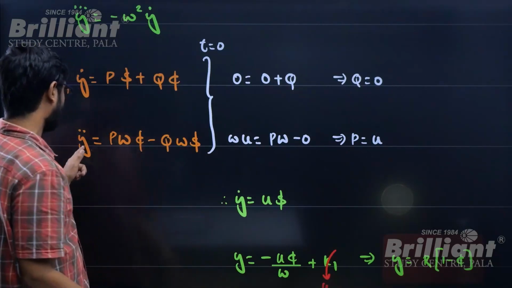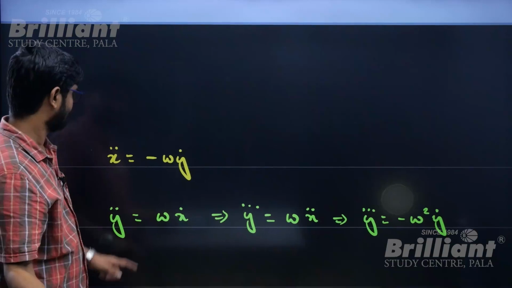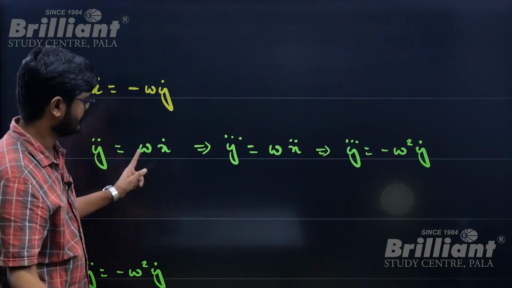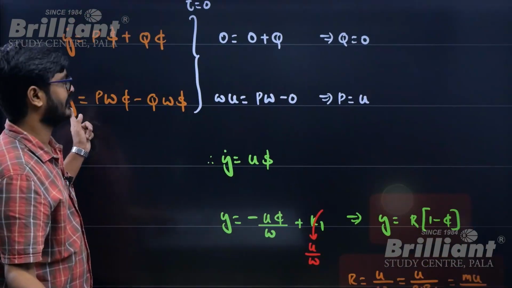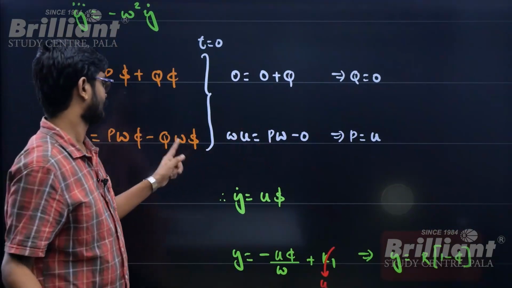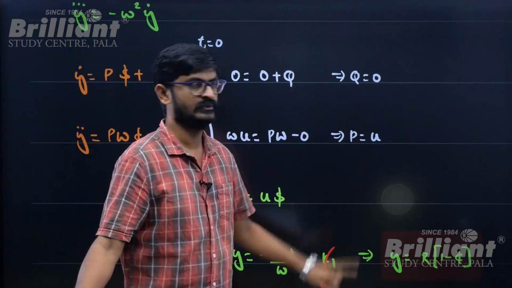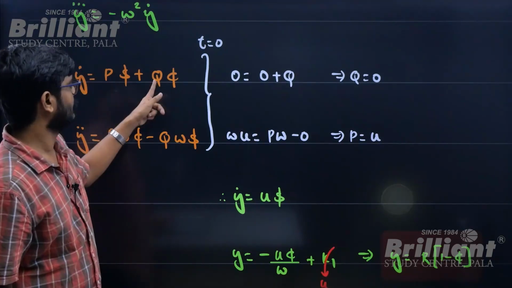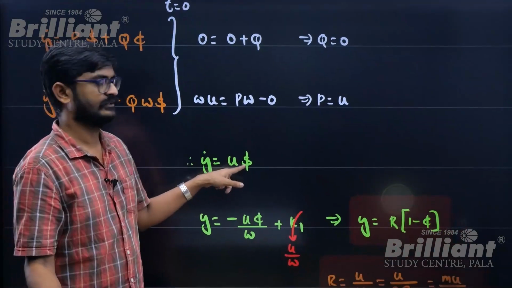Now similarly, what is the acceleration along y axis initially? Acceleration along y axis initially is omega times the velocity along x axis initially, omega into u. So acceleration along y axis initially is omega into u, and cos omega t will be 1, sin omega t will be 0 at t equals 0. From here you can see Q is 0 and P is u. Once you know this, you can substitute it back. P is u, Q is 0, so velocity along y axis is u sin omega t.